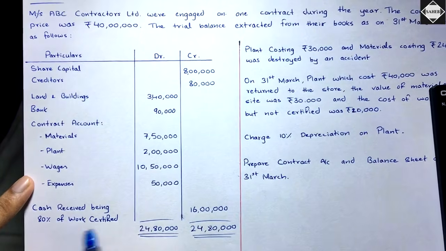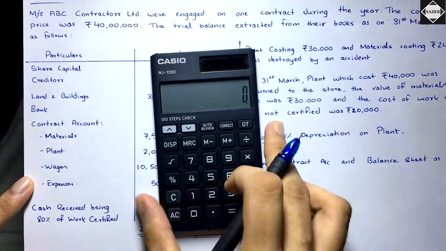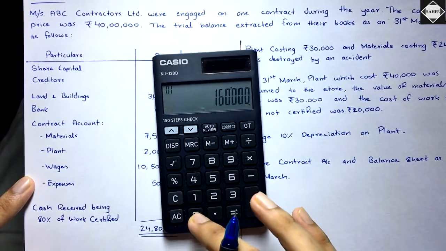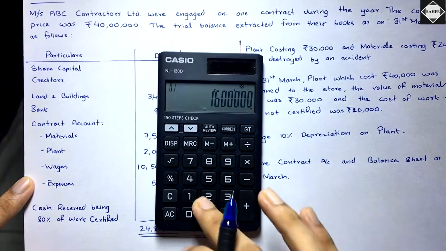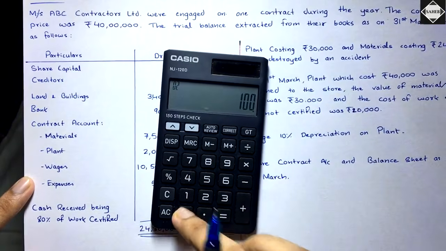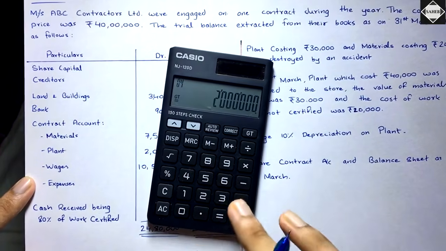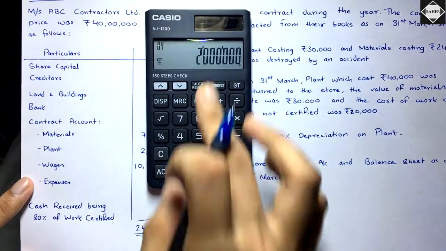As you can see over here clearly, you have to just round it up. See here, 16 lakh, right? Cash received, being 80% of work certified, that's 16 lakh, and we need 100% of that. This is 80%. We need 100% of work certified, so into 100 divided by 80. Is that clear? You just have to multiply with the reciprocal. You will get the entire figure, 20 lakh.